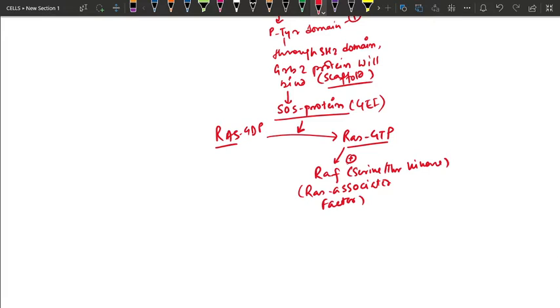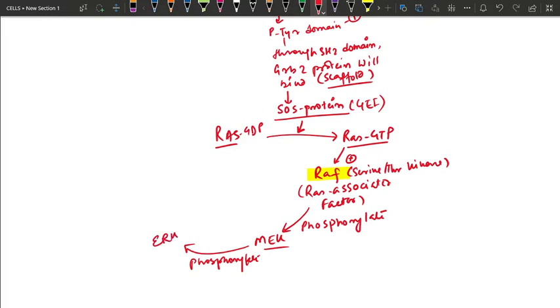Now this RAF phosphorylates another important protein that is known as MEK. Now this MEK phosphorylates another important protein that is known as ERK. This ERK now phosphorylates.